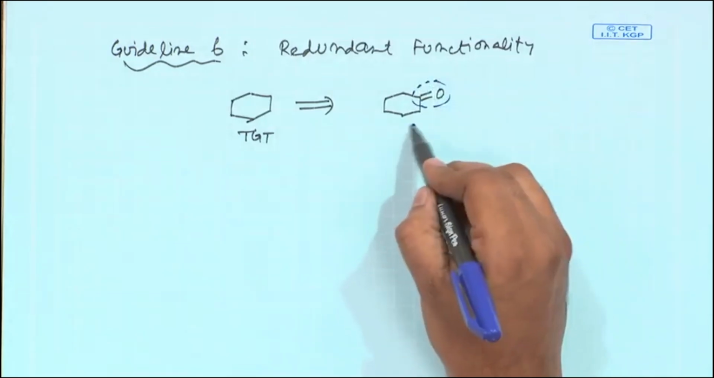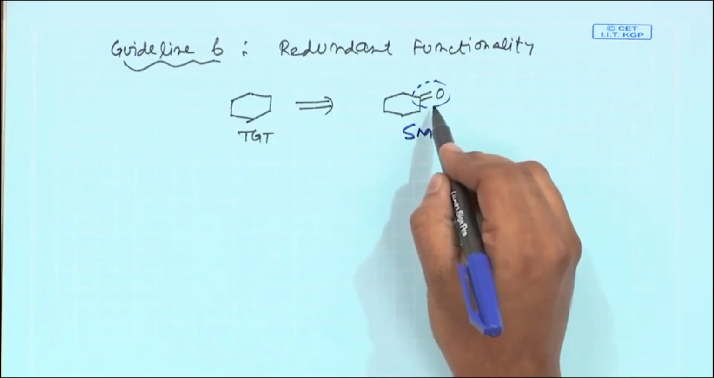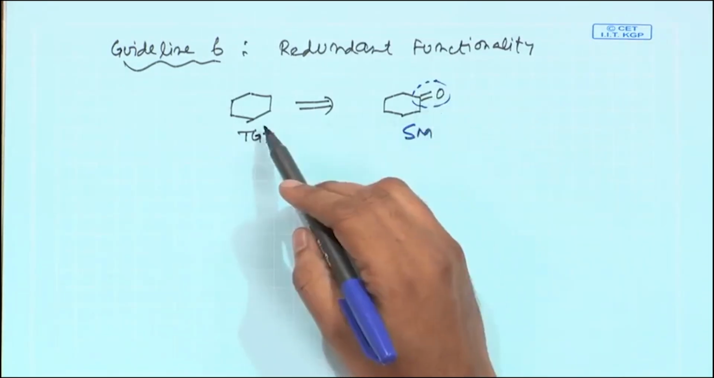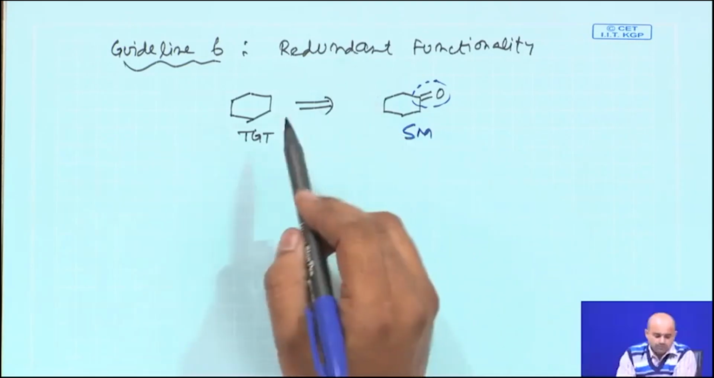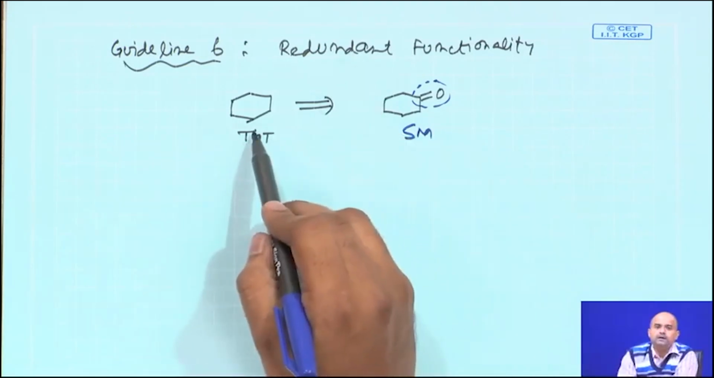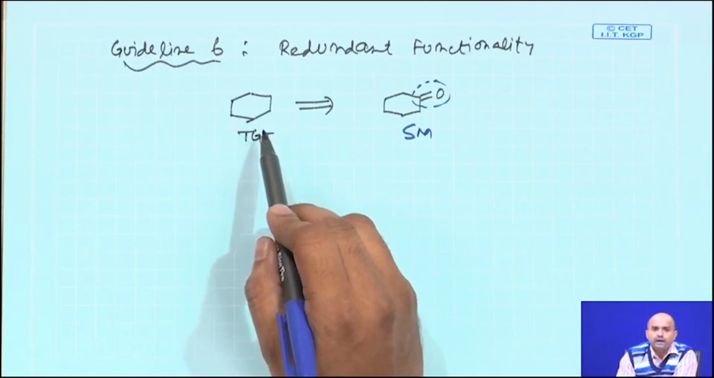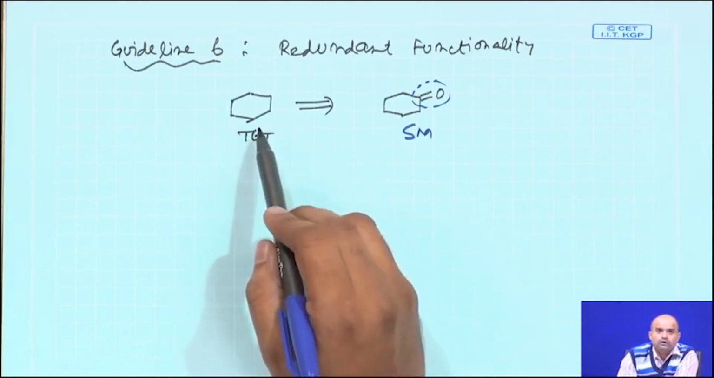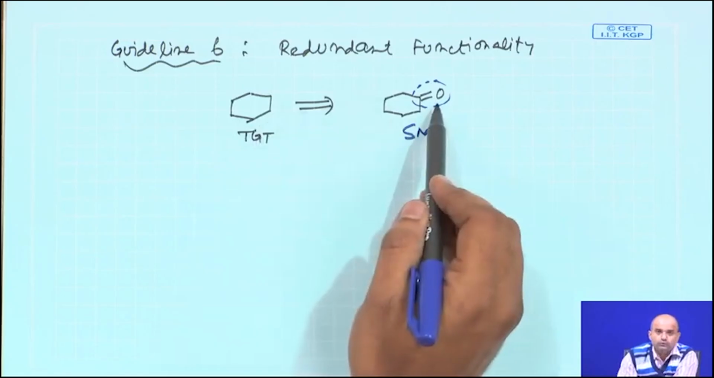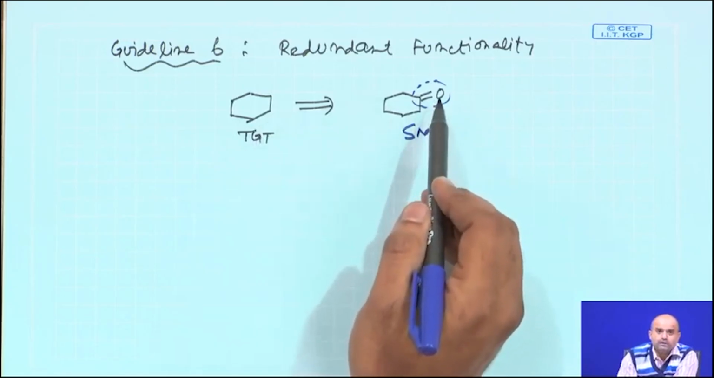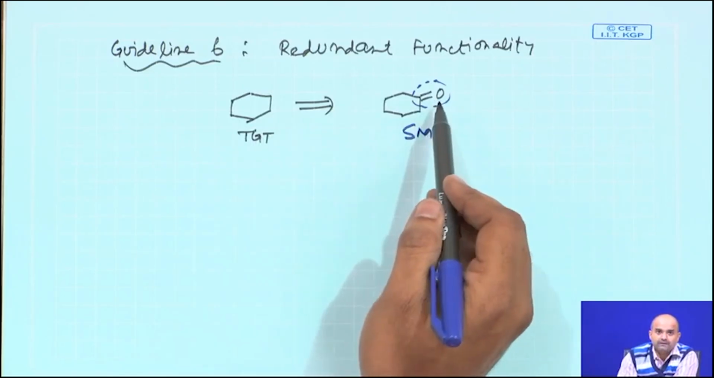Now, the starting material which has a ketone will remain absent in the target molecule, because the final target does not have any active functional group. So, wherever you find that the target molecule does not contain an active functional group, you need to introduce some functional group in the intermediate which acts as a redundant functionality.